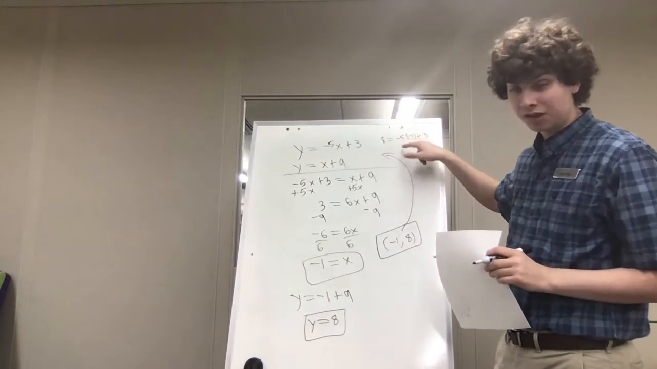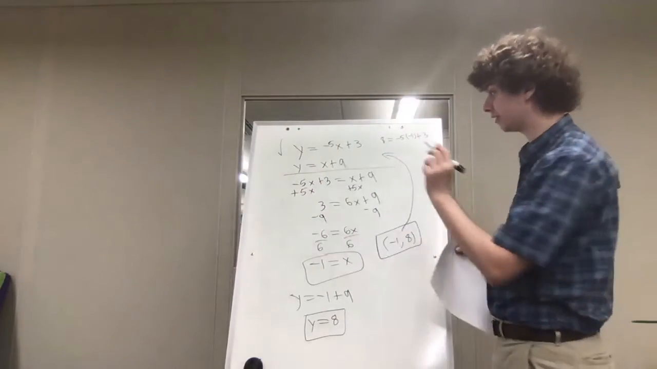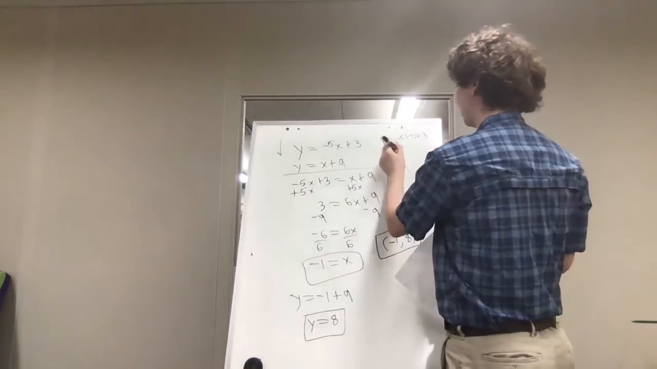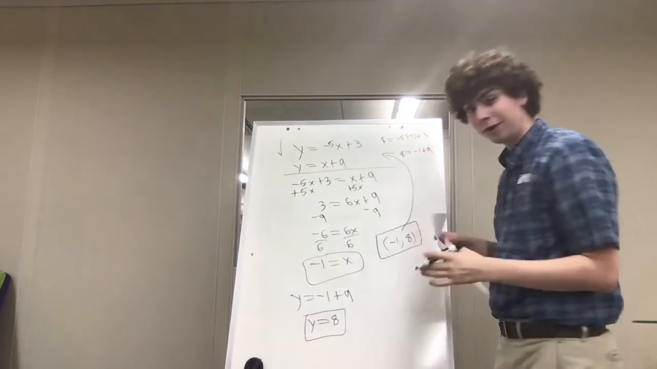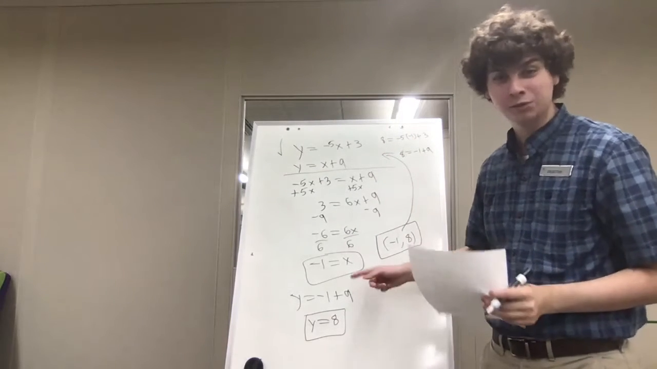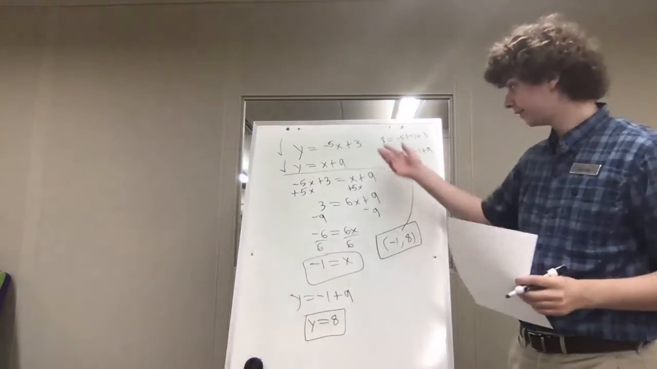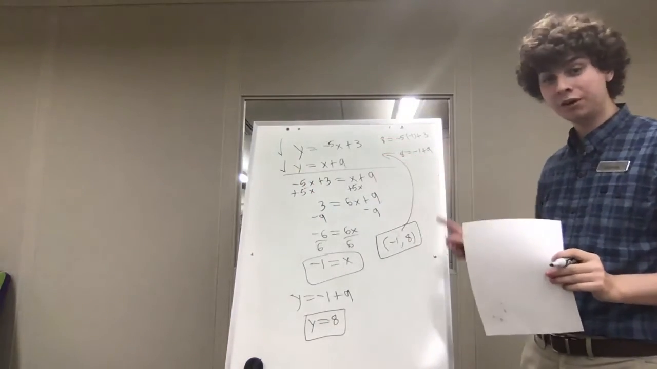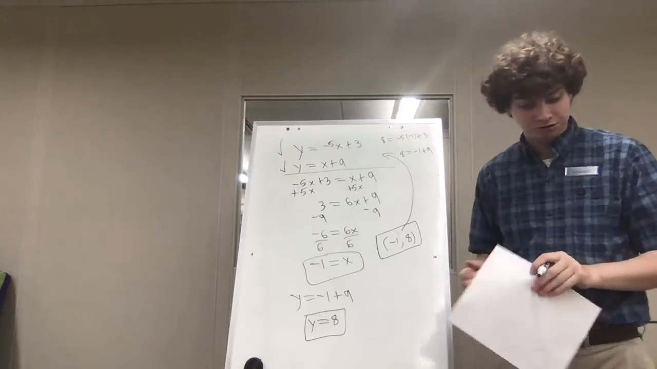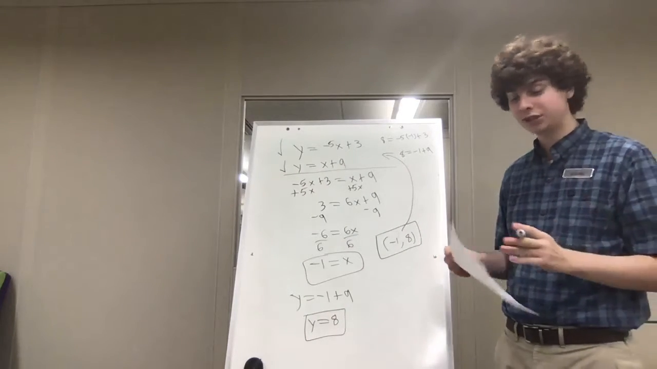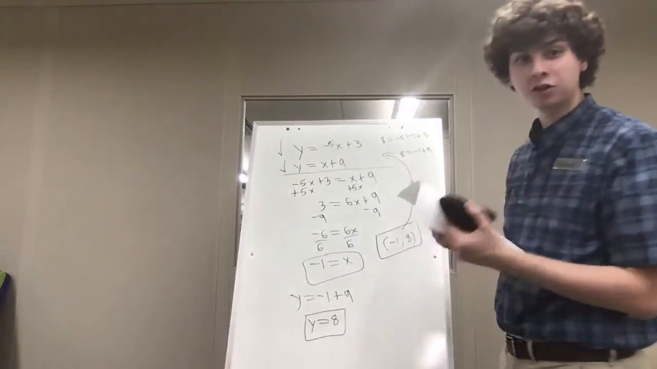8 equals 8, so this one works for the first one. Now the second one, I'm going to say 8 equals negative 1 plus 9. Well, we already did that down here, so we know that this one works. And now that we've checked it against both of the equations, we know that this is the accurate solution. So that is how to use the setting them equal to each other method. Now I'm going to erase this and then show you the second method.